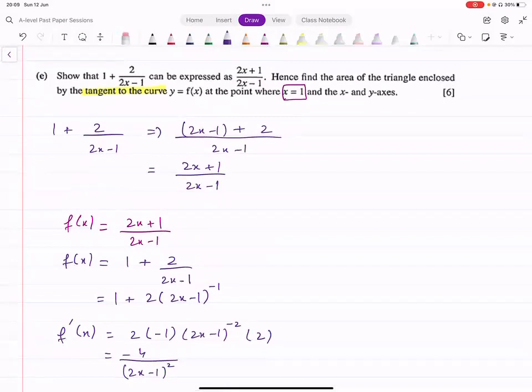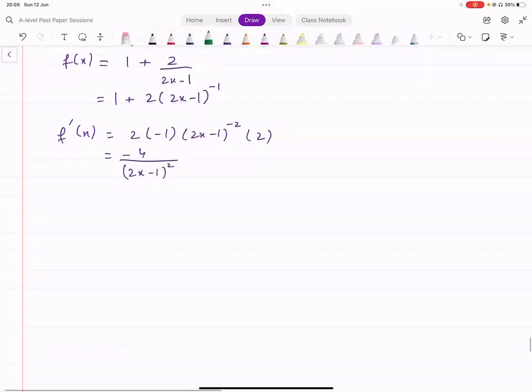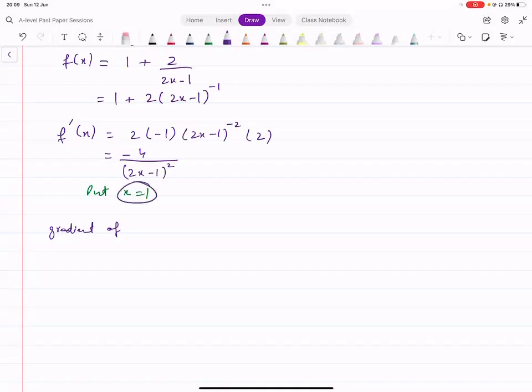Now we need the gradient of the curve at a particular point, which is when x equals 1. So we can put x equals 1 here, and that's going to give us the gradient of the tangent, because this is the gradient of the curve at the point x equals 1, and that's the point at which we need the tangent. So that's minus 4 over (2 into 1 minus 1) whole squared. If you evaluate this, it turns out to be minus 4. So this is the gradient of the tangent.